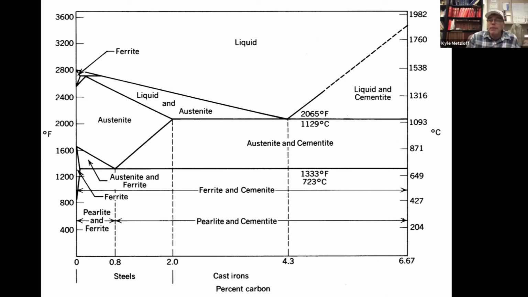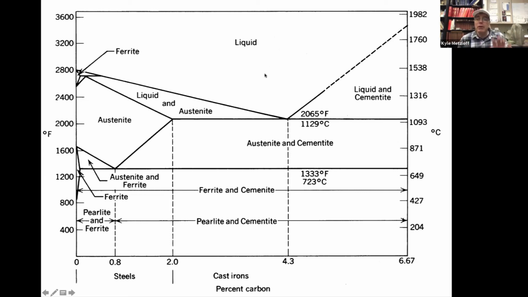Oh, by the way, if you're making cast irons, you're going to be over here. And steel ends somewhere in this 1.5 to 2%. Depends on which book you read. Our book says 1.5%. I made a cast iron that's actually 1% carbon, but that's a whole other story for another day. But anyway, somewhere over here is the limit for steels. Everything to the right of it is cast iron. Also, cast irons tend to have silicon in them.